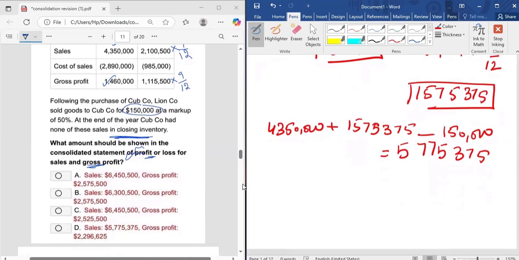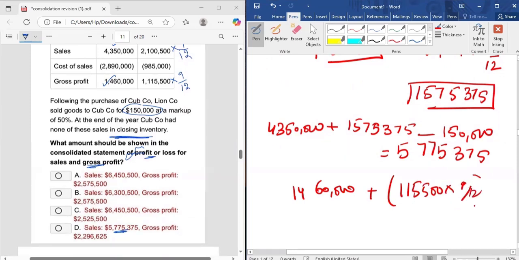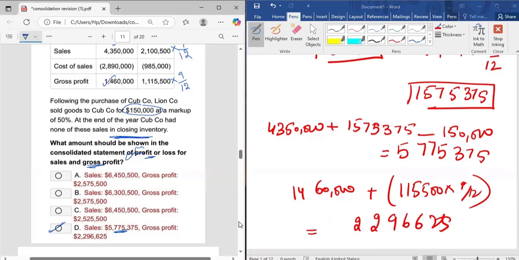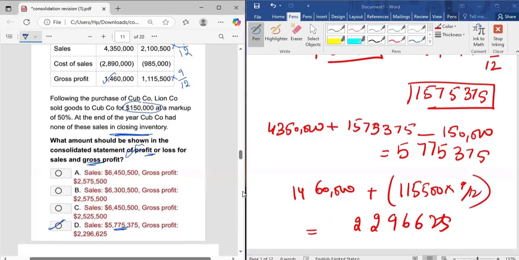See here, there's option 2. And gross profit, this is very simple. Take the entire gross profit of Lion Company and take 9 by 12 of this Cub Company. So the total would come out to be 229665. Okay, so our answer is option D. Right? Now let's move forward.